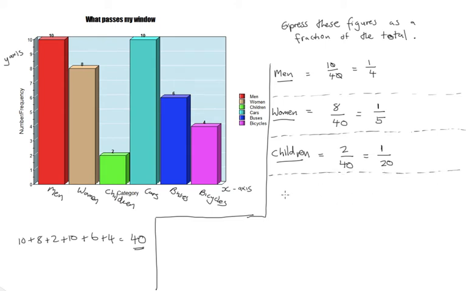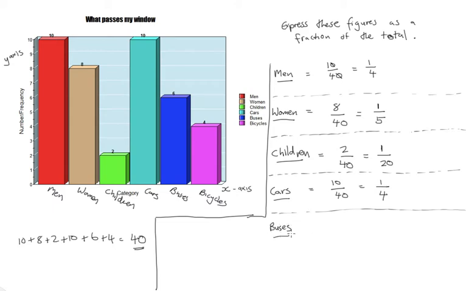Okay. And then the next one is cars. So how many cars pass the window? 10 cars. And that's over 40 because 40 was the total number of things we counted. And this is just like men. Simplified, it's a quarter. All right. Cars, and then buses.